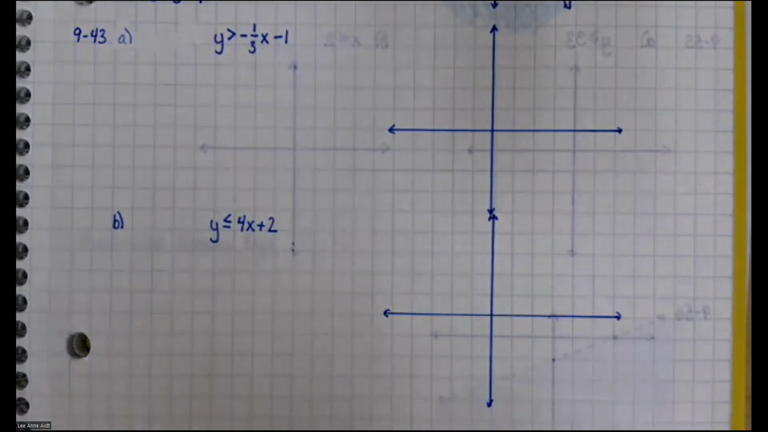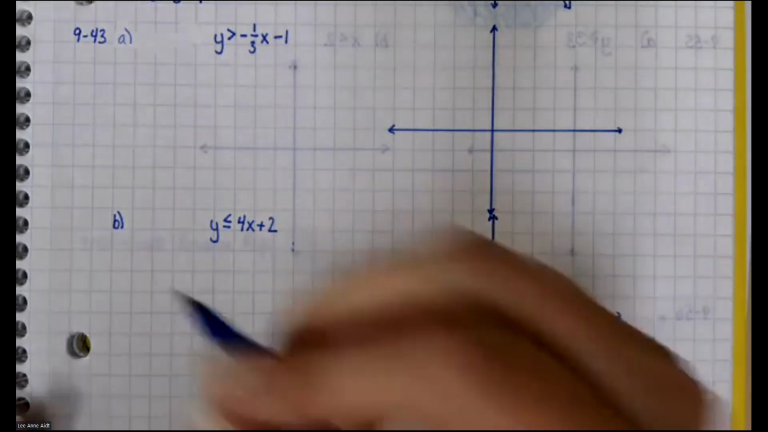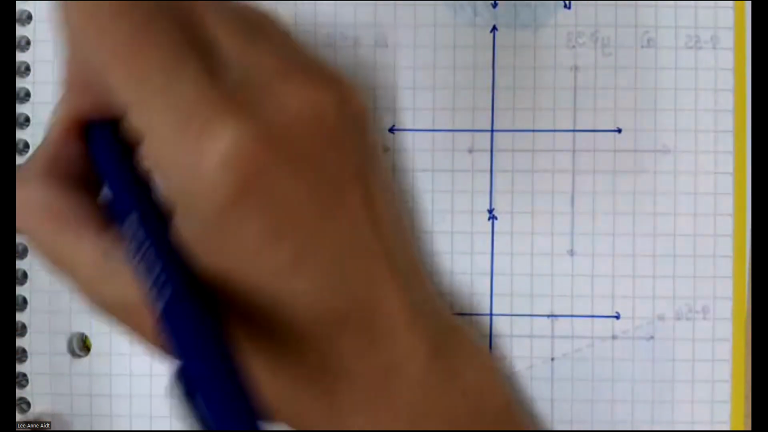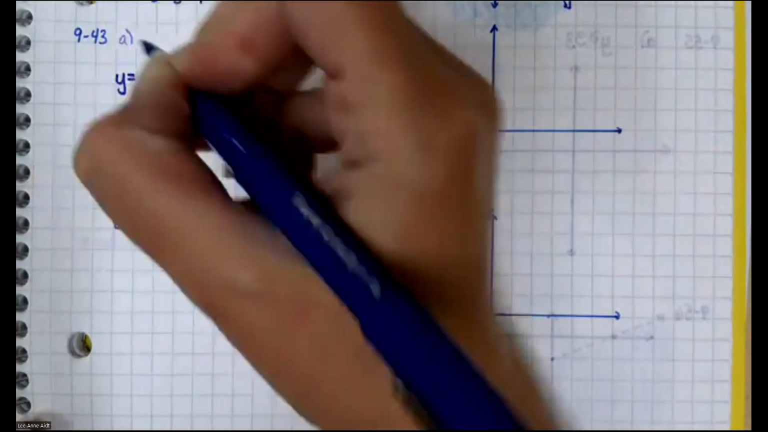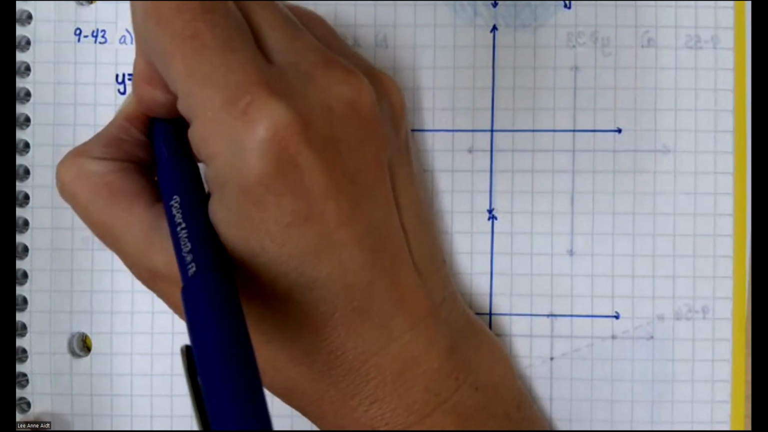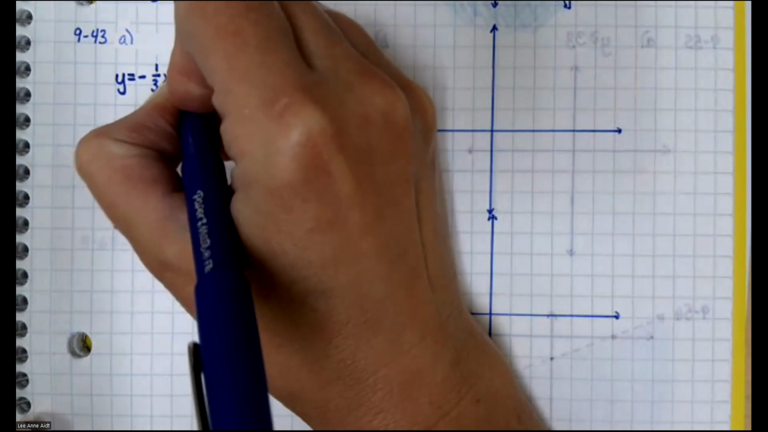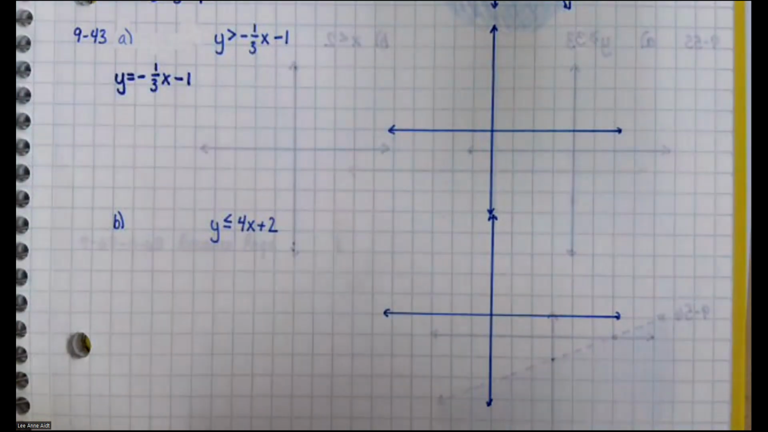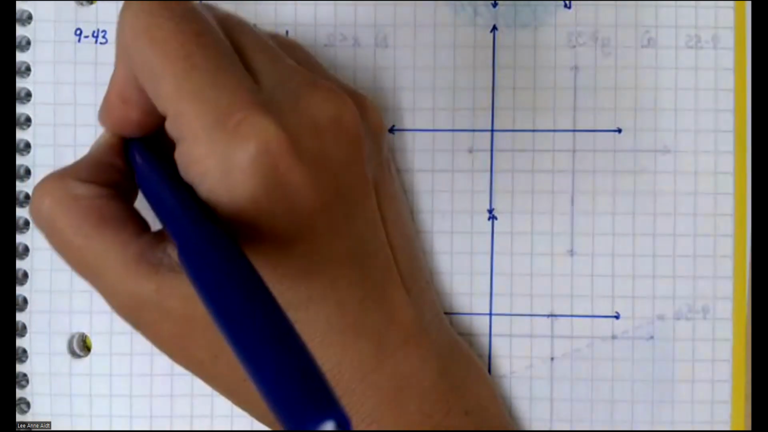Okay. All right, so here we go. Let's practice. Step 1. Pretend you have y equals -1/3 x minus 1. Is it going to be solid or dashed? Dashed.